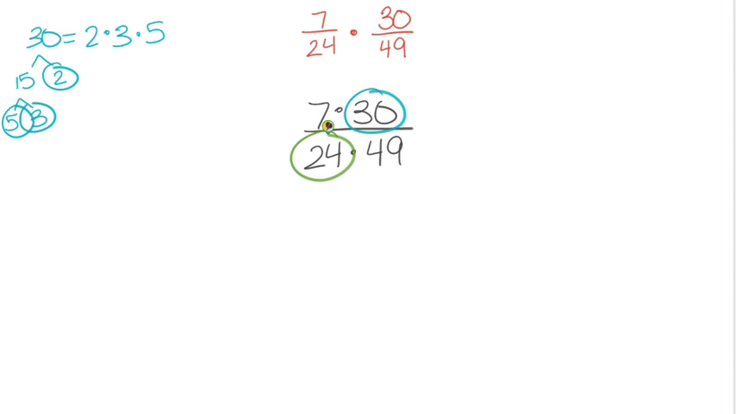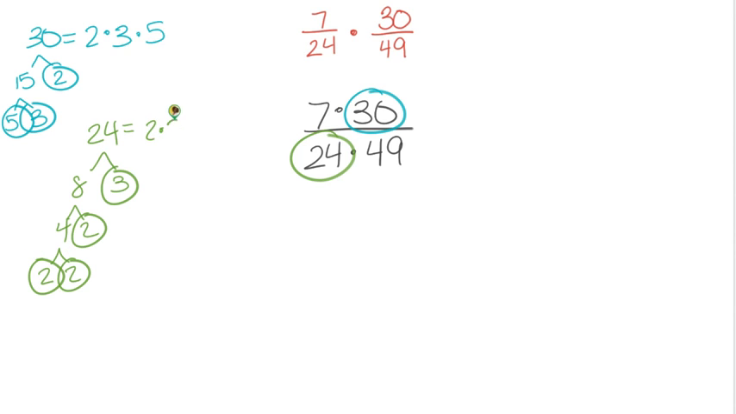For 24, if we break that down, 24 is equal to 8 times 3. 3 is prime, so we circle it. 8 is equal to 4 times 2. 2 is prime, so we circle it. And 4 is equal to 2 times 2, so we circle it. So that means that 24 is equal to 2 times 2 times 2 times 3.